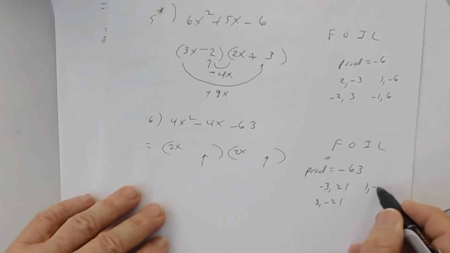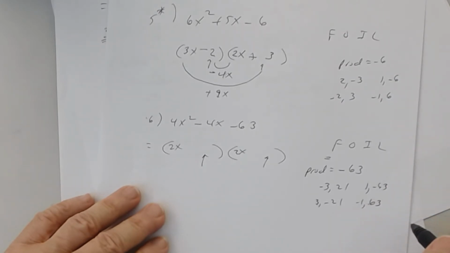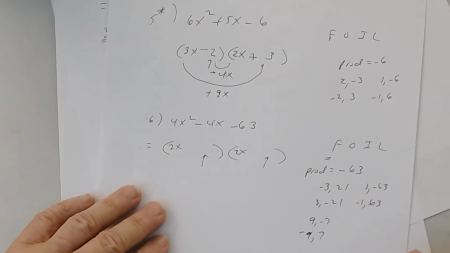163. So 1, negative 63, negative 1, positive 63. I think there's another pair. Say it again. 9 and 7, right? So 9, negative 7, negative 9, positive 7. Okay?